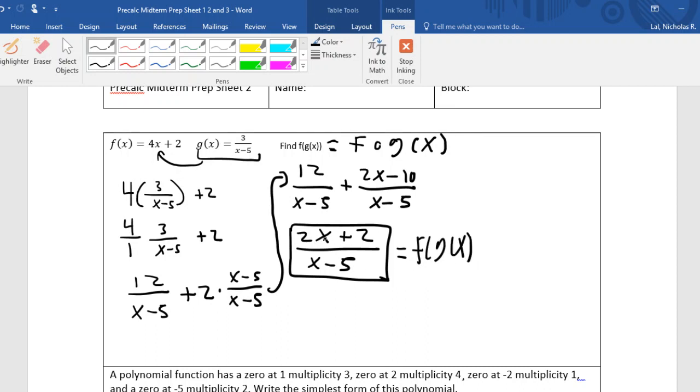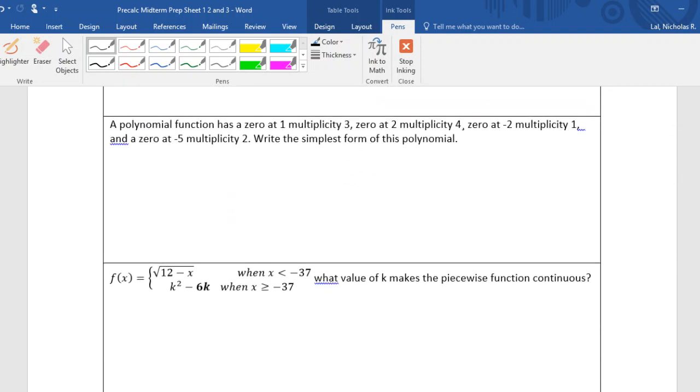Factoring out a 2 here doesn't really accomplish anything. All right, so that's the first problem in sheet 2. Let's go to the second problem.